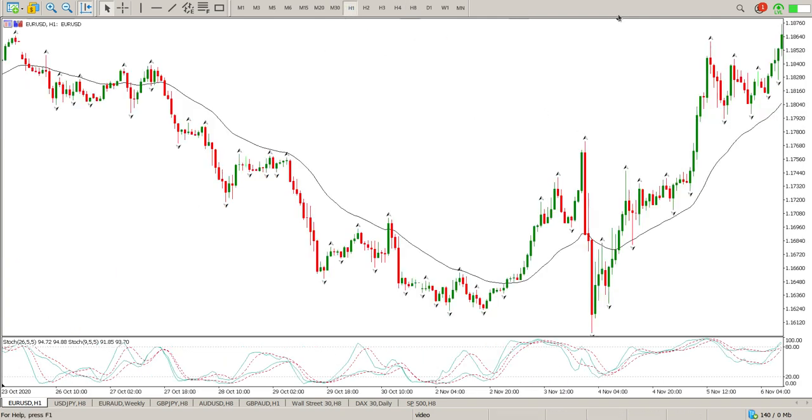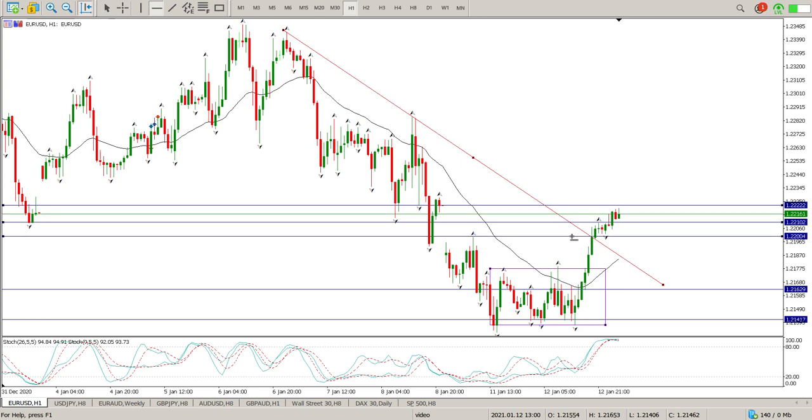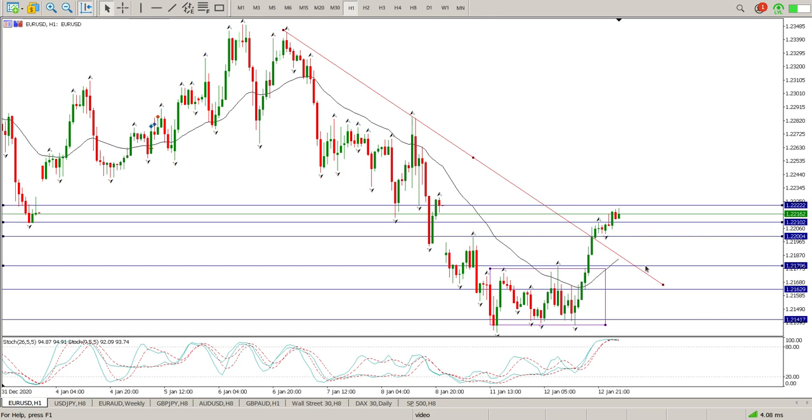Okay, so for me, levels to watch today are going to be on the pullback, and there should be a couple. So the first one is going to be 122, and then a little bit deeper down, all the way down here at 121.796.